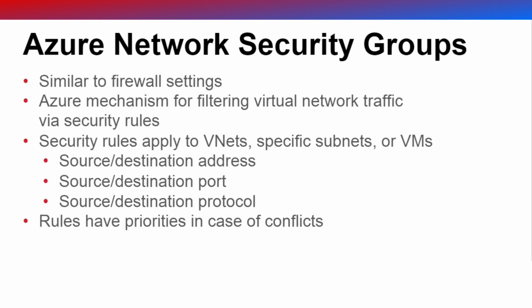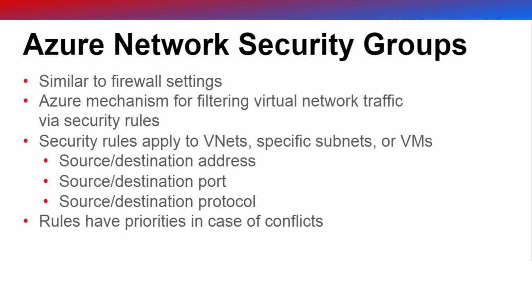Don't normally do that, but you can. And the security rules in the network security groups are going to be comprised of source and destination address, source and destination port, and source and destination protocol. So those are the things we're going to specify. And then if we have multiple rules that might overlap or conflict, we can specify priorities for the individual rules.